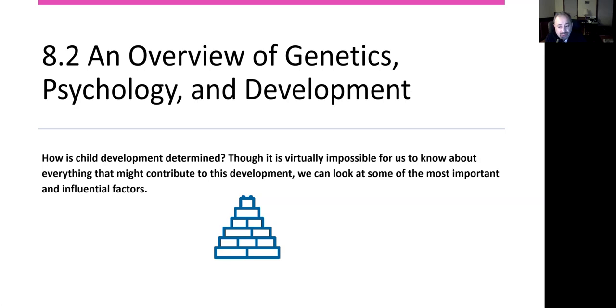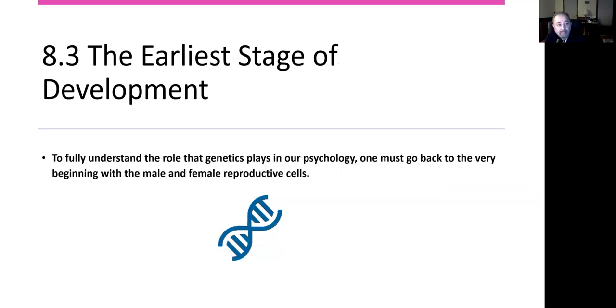So nature versus nurture, or nature and nurture, is an extremely complex situation, and we will continue to discuss it in the next module, number 9. For now, we're clear that genetics plays a part in development. So let's look at the early stage of development. To fully understand the role genetics plays in our psychology, we must go back to the very beginning with the male and female reproductive cells.